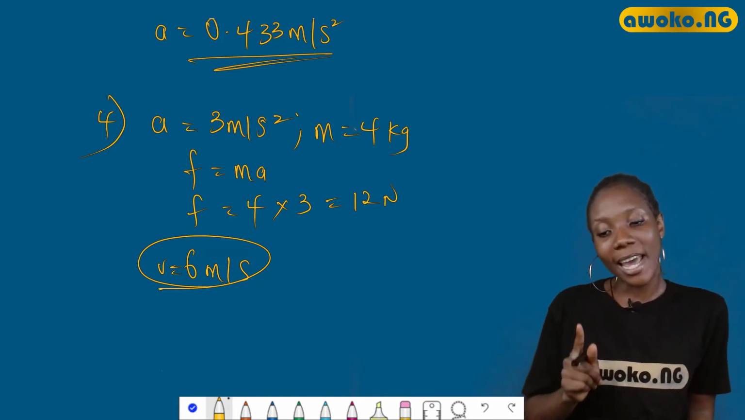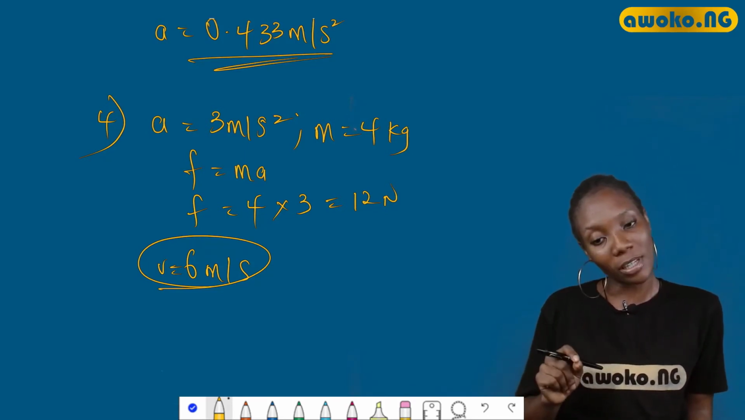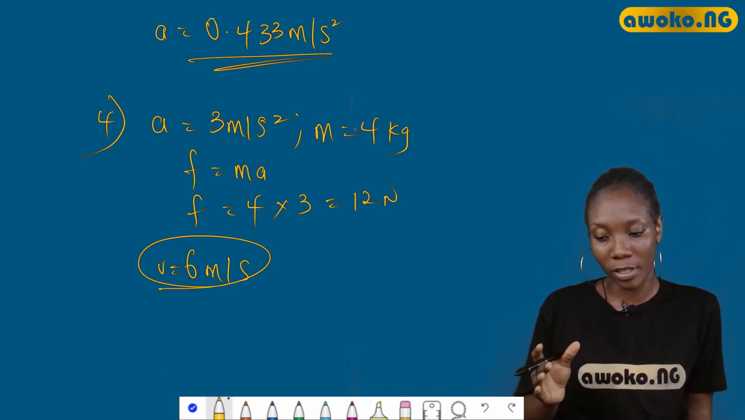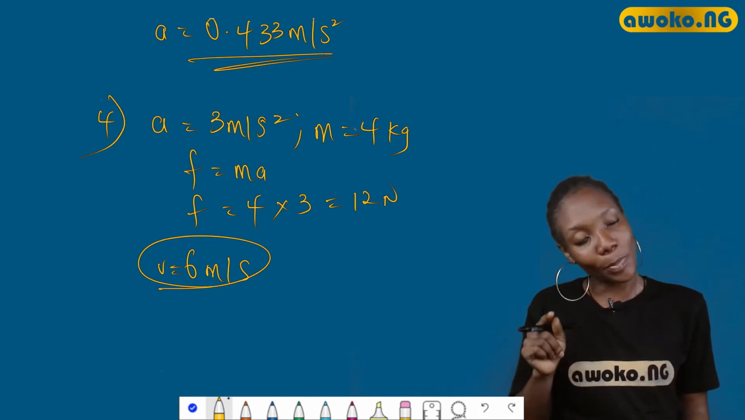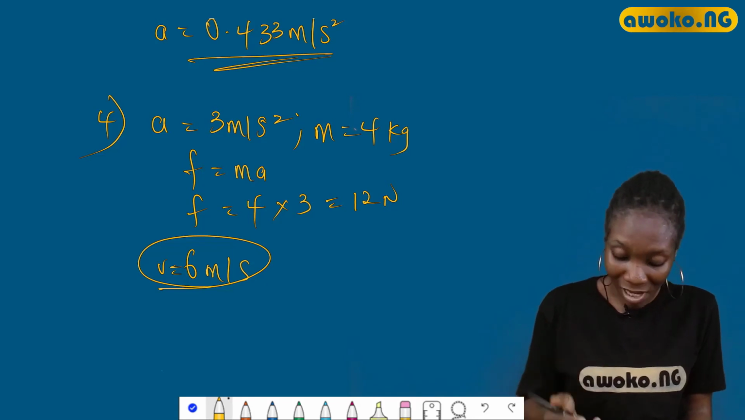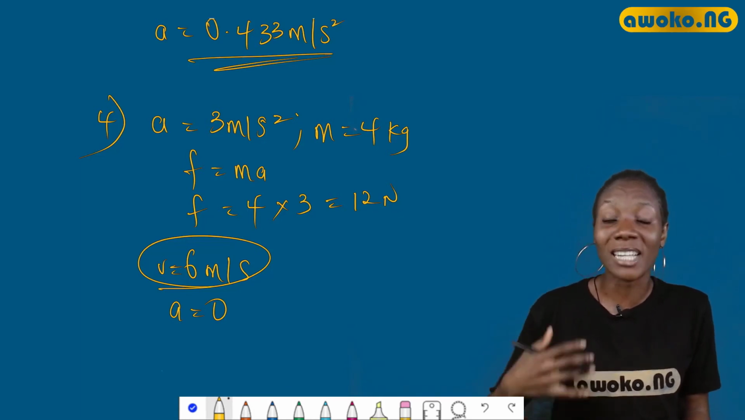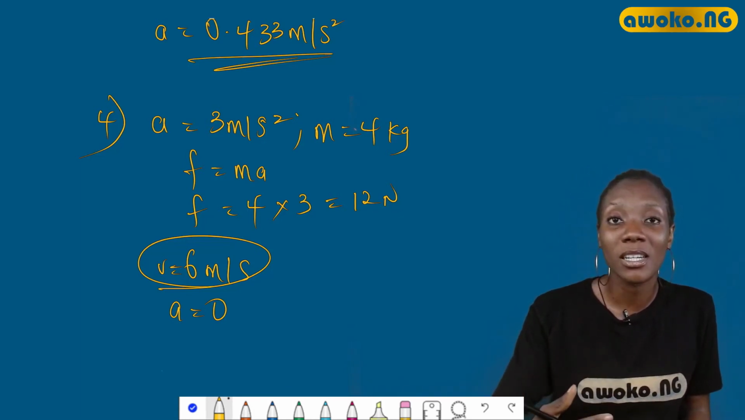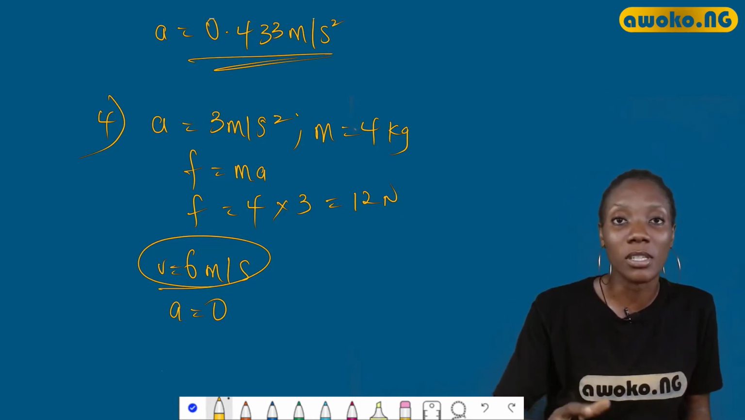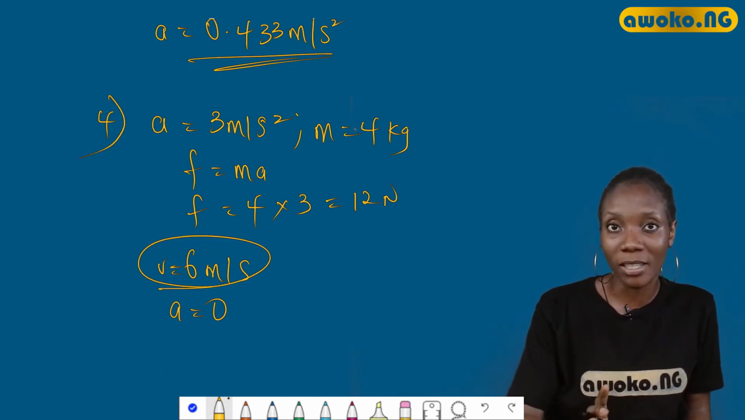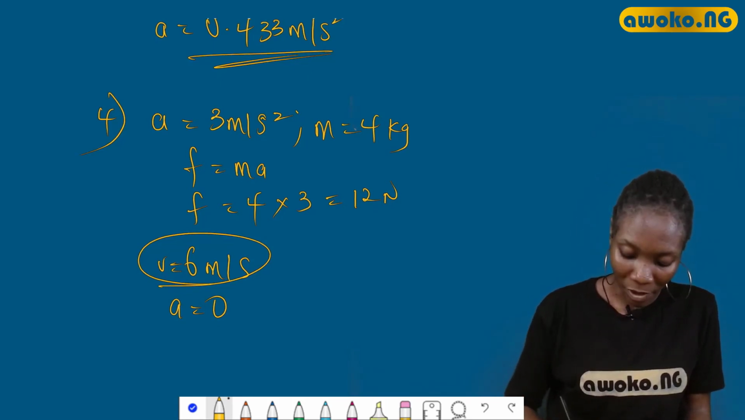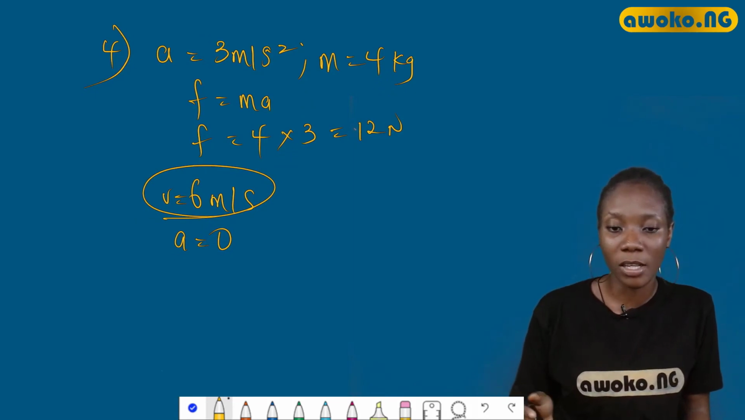Well, they said uniform velocity. See why you need to understand your questions first. Now, this means that the body is not accelerating. This means that in the second part of this question, a is equal to 0. The body is not moving. Remember I said acceleration is simply gaining speed, change in velocity. But the velocity now is constant. It's better we understand this very well than I rush through it, right?